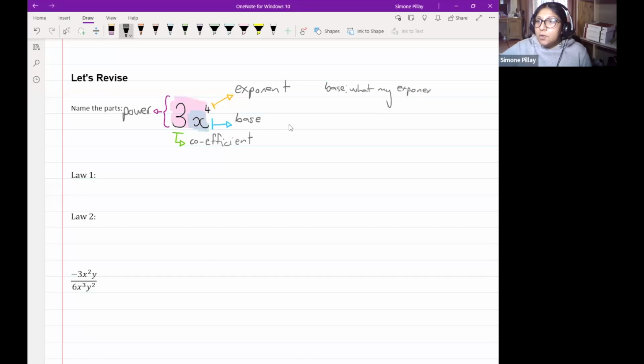Okay, so if you are confused about what is the base and what is the coefficient, have a look at your exponent, because everybody knows what the exponent is. It's the little number at the top. And so you ask yourself, what is my exponent attached to? Okay, and from there you'll get what your base is. And then to get what our coefficient is, the number in front of it.